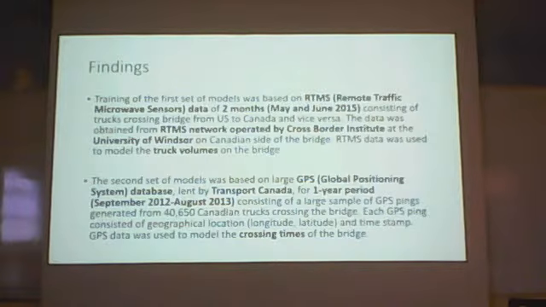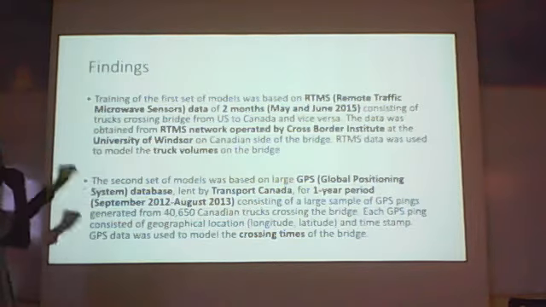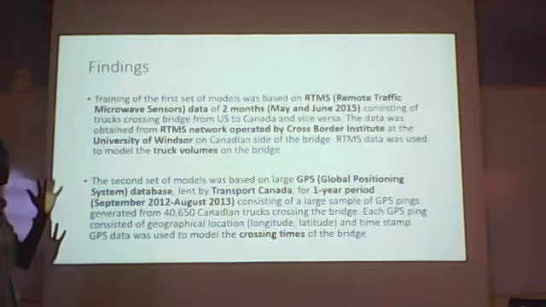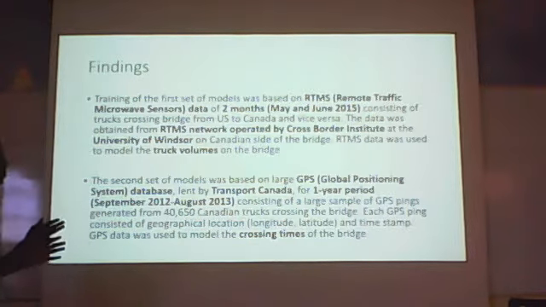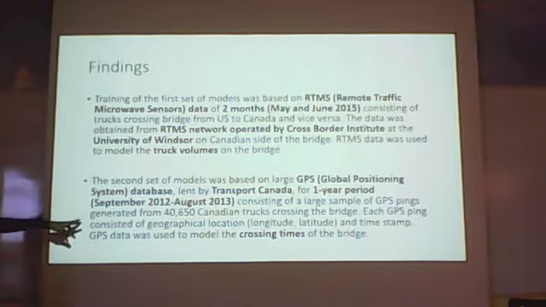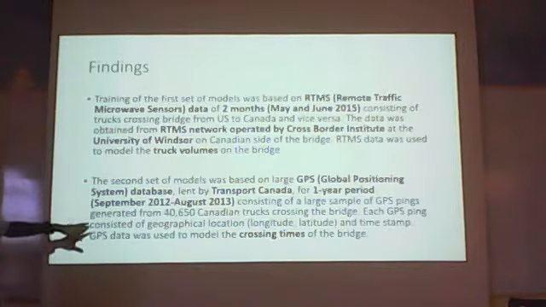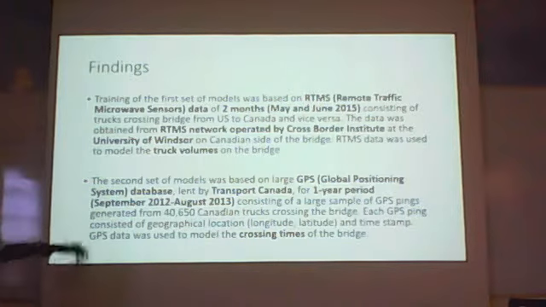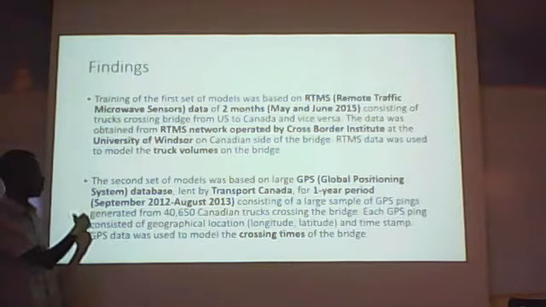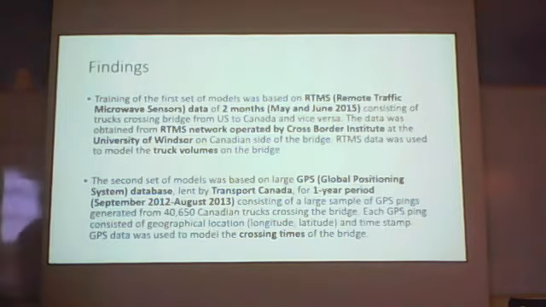So, yeah, I think this was supposed to be the data set. The remote traffic microwave sensors, the RTMS, is what they use to determine the track volume, and this is the source of the cross-border institute of the university. The GPS, which I think I already showed you, with the GeoFence and the Ambassador grid, helped in determining the processing time. It was in a one-year period. I think I'd say 3 months. This one is 1 year, and the RTMS was 2 months.